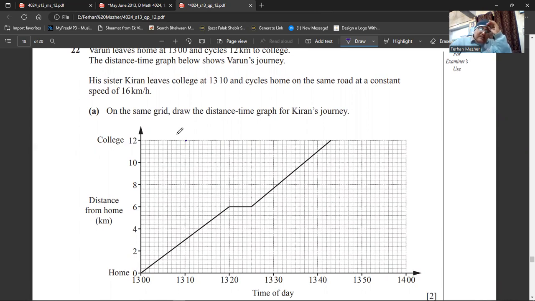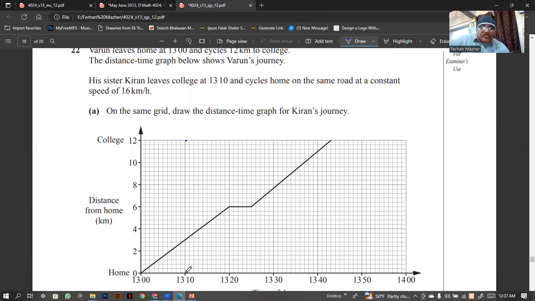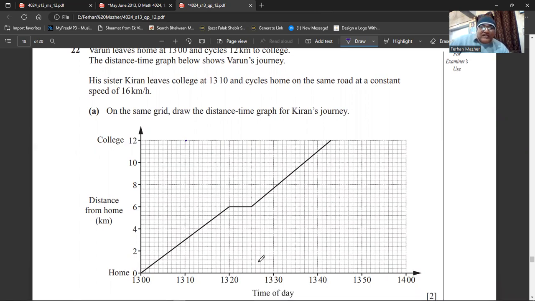So in half an hour, how much distance will she cover? She will cover 8 kilometers. So 10, 20 and 30. So in 30 minutes she will cover 8 kilometers. So from 12 she will come down 8 kilometers. So I will put a dot on 12. Then I will join these 2 points, and that will be the distance time graph for Kiran.